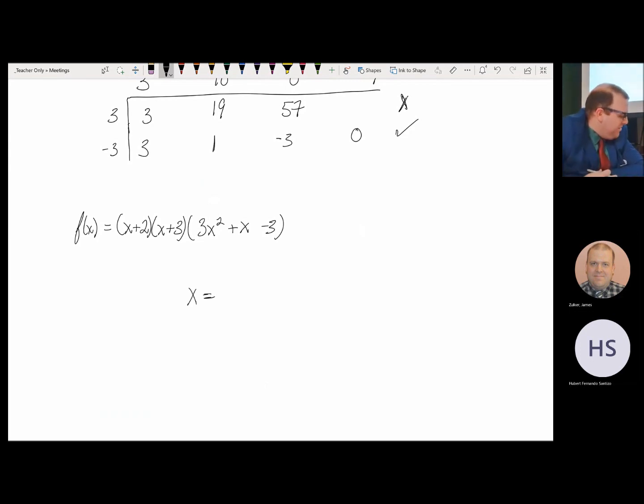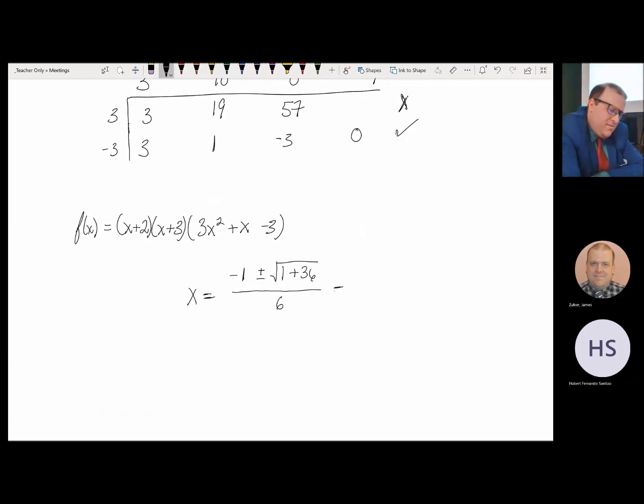Who remembers the quadratic formula? What's B? We're going to have negative 1 plus or minus the square root of 1 squared minus 4AC. What is A? What is C? So we have negative 4 times 3 times negative 3, which is going to be positive. It's 4 times 9. And then all over 2A, which is 6.